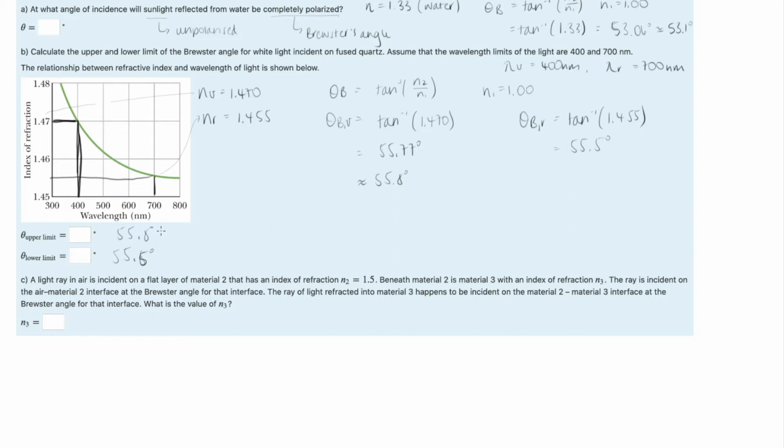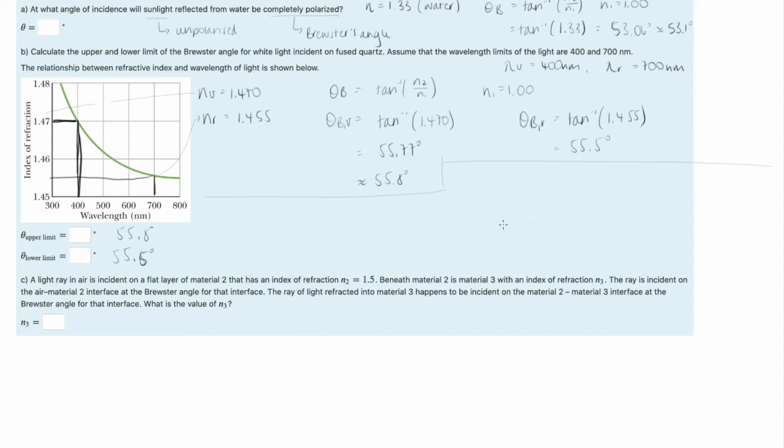Part C. A light ray is incident on a flat layer of material 2 that has an index of refraction of 1.5. Beneath material 2 is material 3 with an index of refraction n3. The incident ray on the air-material 2 interface is at the Brewster angle for that interface. Okay. The ray of light refracted into material 3 happens to be incident on the material 2-3 interface at the Brewster angle. Okay, so I'm just going to draw what's happening, and I'm just going to do it up here to give myself some space.